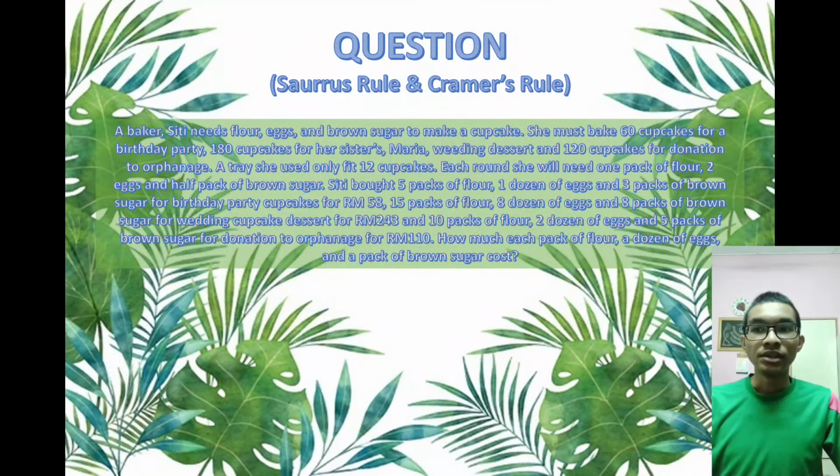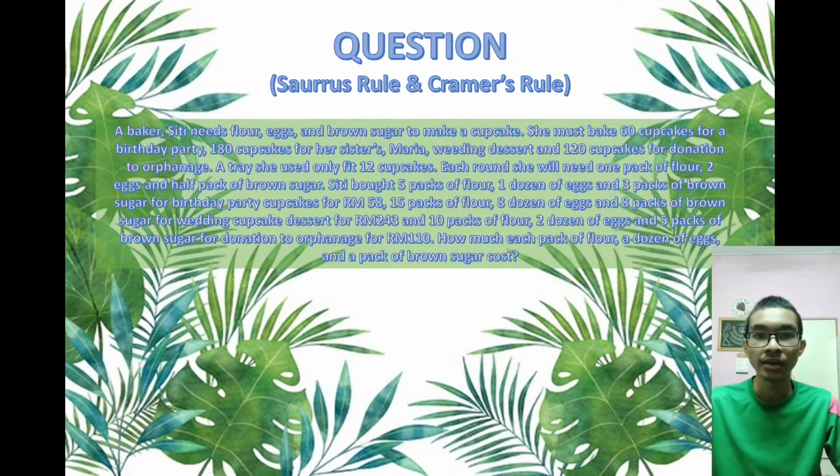A baker, Siti, needs flour, eggs and brown sugar to make a cupcake. She must bake 60 cupcakes for a birthday party, 180 cupcakes for her sister Maria's wedding dessert, and 120 cupcakes for donation to an orphanage. A tray she used only fits 12 cupcakes.